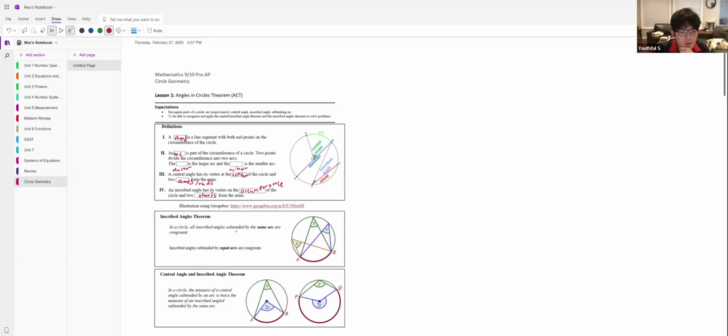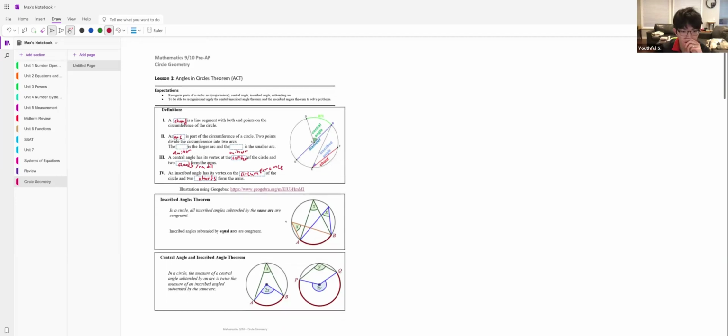Okay, inscribed angles theorem. In a circle, all inscribed angles subtended by the same arc are congruent. Inscribed angles subtended by equal arcs are congruent. So if we look here, they all have this point A and point B and this arc, right? So this angle is the same, this angle is the same, and this angle is the same. No matter where it is on the circle, it's always going to be the same. Does that make sense?